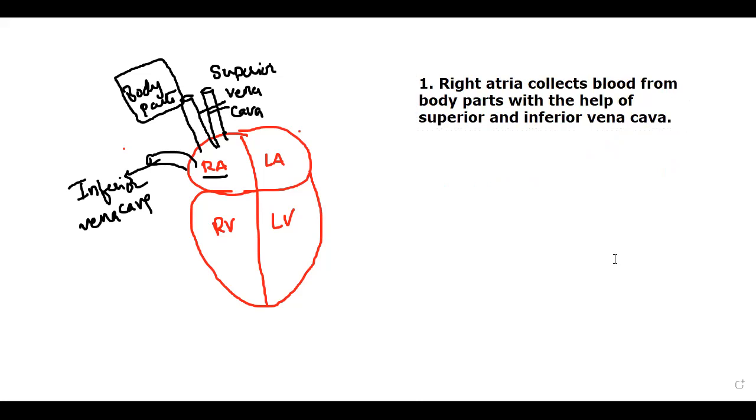Next, the second one, left atria. So left atria is collecting blood from lungs. Very good. Left atria is collecting blood from lungs with the help of pulmonary vein. So that means here we are learning this topic in the angle of chambers.